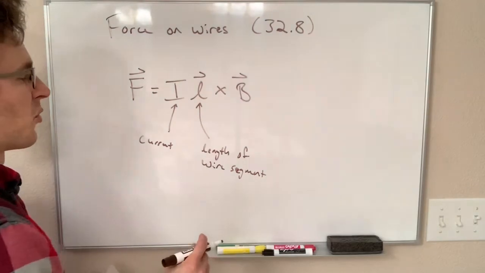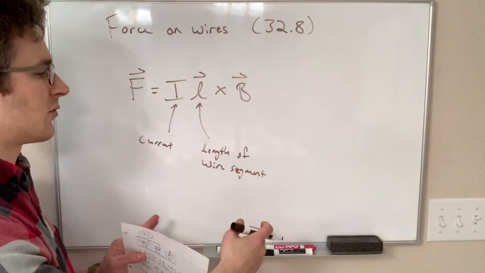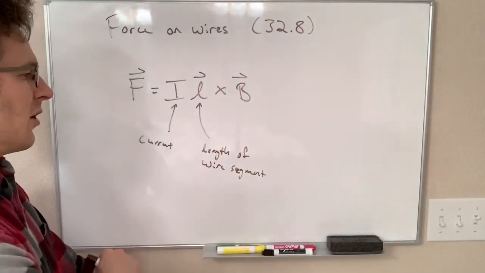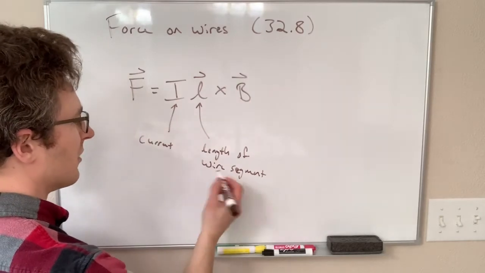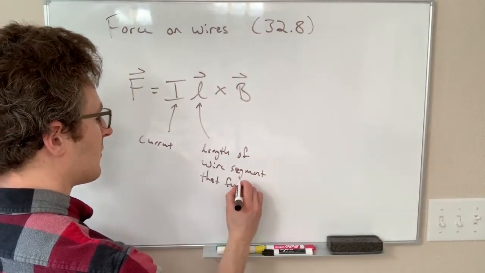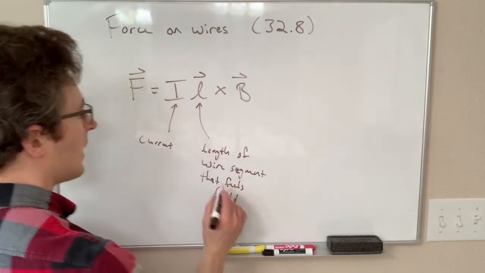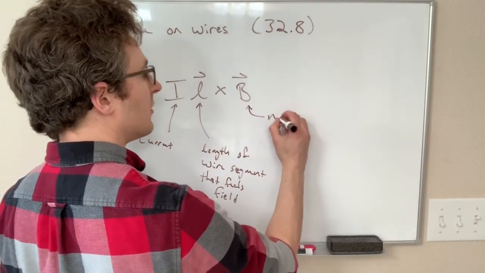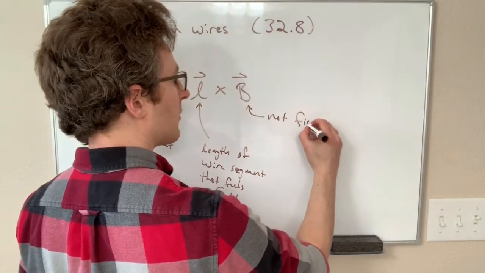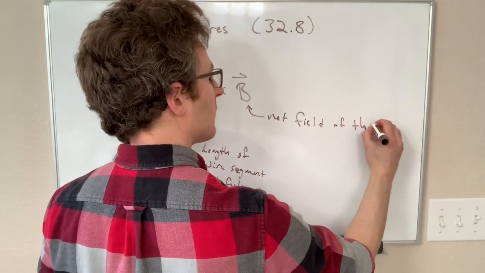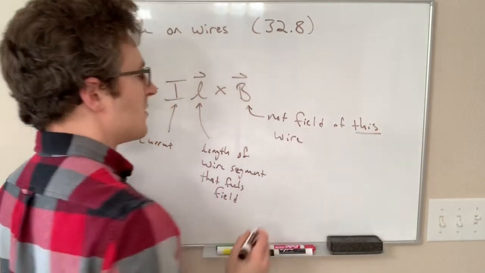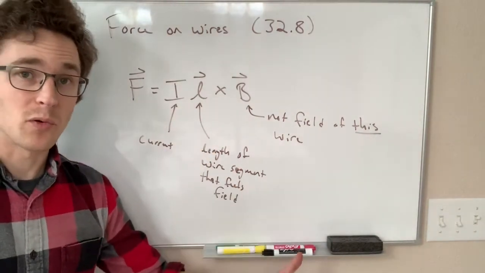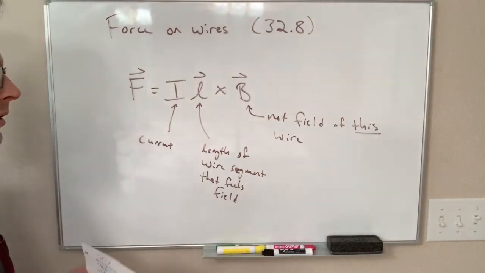Sometimes this is the portion of the wire that is in the magnetic field. Sometimes maybe our wire is long, but the magnetic field is only for part of it. So this is the length of whatever wire segment is feeling the field. And lastly, our magnetic field, of course, is the field around our wire. So this is not the field created by this wire that we're talking about. This is the field created by maybe some other wire or maybe some permanent magnet, depending on the situation.